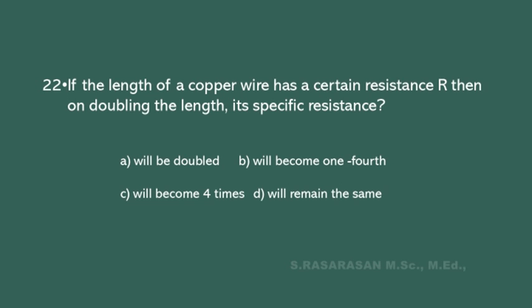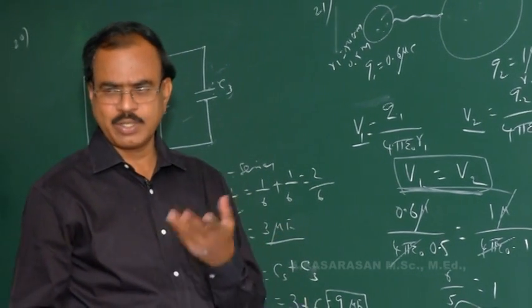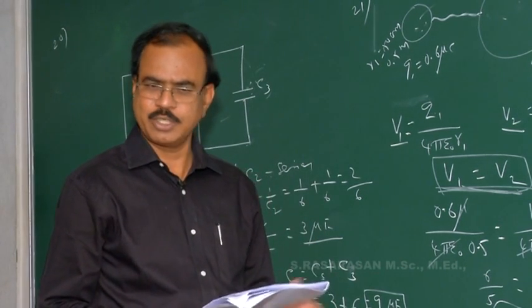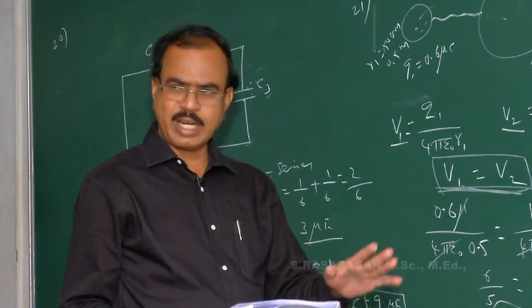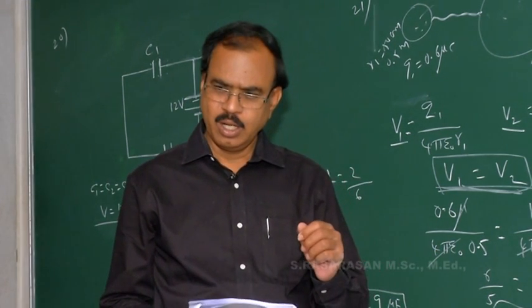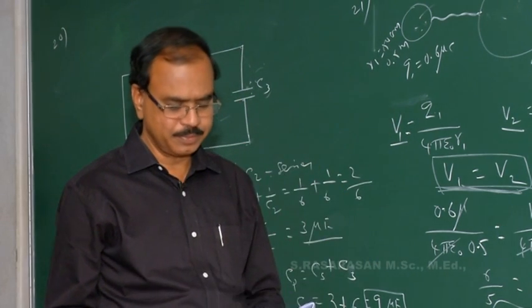If the length of a copper wire has a certain resistance R, then on doubling its length, the specific resistance becomes. The answer is well known to you. Specific resistance, another name for resistivity, remains constant. It does not change. How is it possible? Why? How can you say that it is remaining constant?